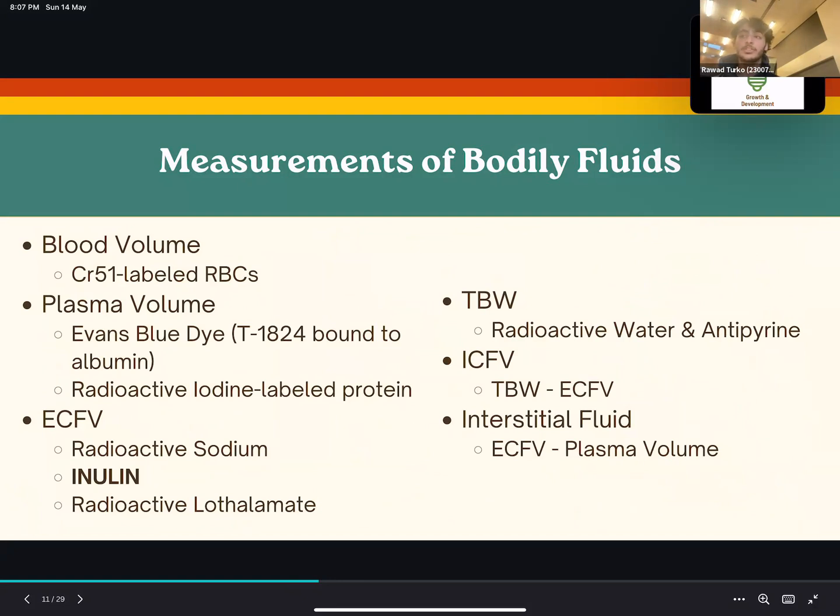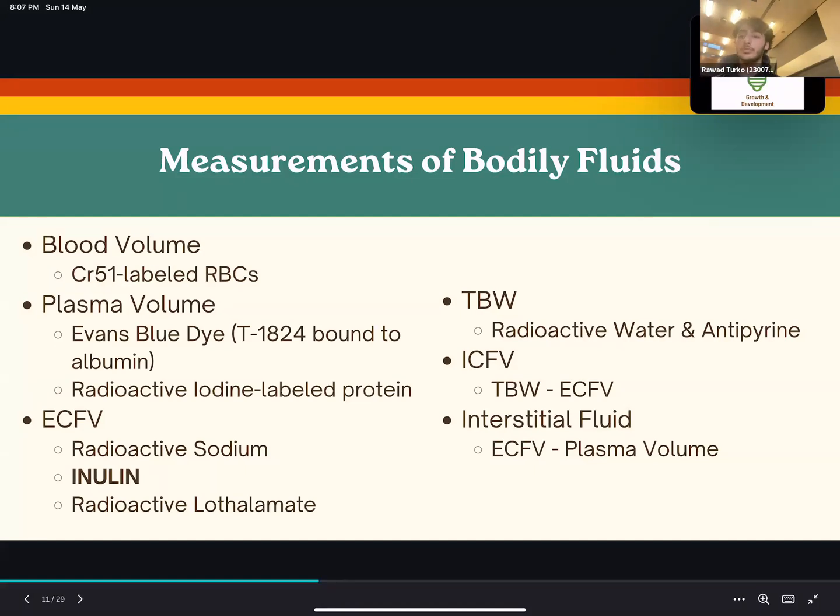We have inulin, which is very, very important because that's where a lot of the questions will come from. We have inulin, and we have radioactive thalamate to measure the extracellular fluid volume. And for the total body water, we have radioactive water and antipyrine. Now, the intracellular fluid volume and the interstitial fluid are not measured, but they are calculated using other measurements of bodily fluids. So the intracellular fluid volume is the difference between the total body water and the extracellular fluid volume.